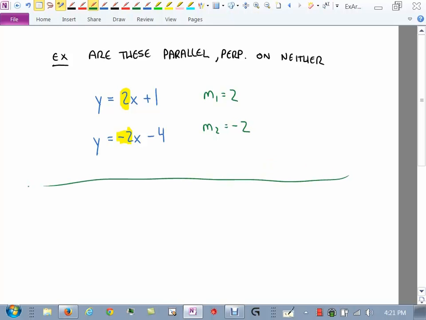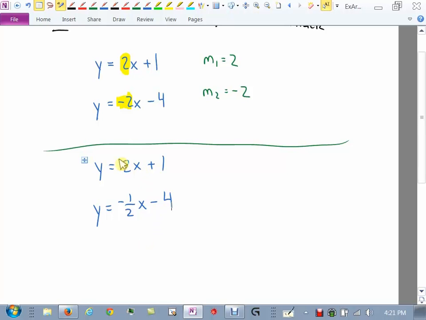How could I change the problem? How could you make these two perpendicular? -1/2 in here? Right? 2, -1/2. If you multiply these two together, you get -1. So those would be perpendicular. Sorry, I didn't write up here. Neither. And over here, they'd be perpendicular. And of course, if you made the slopes the same, they would be parallel. Questions on that?